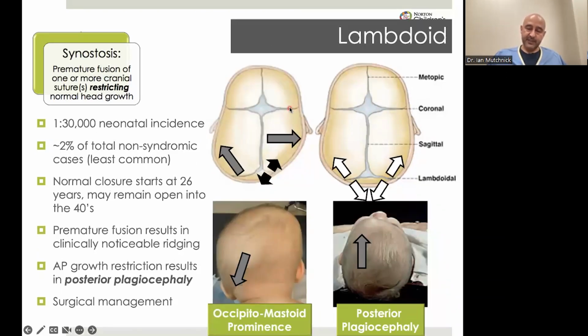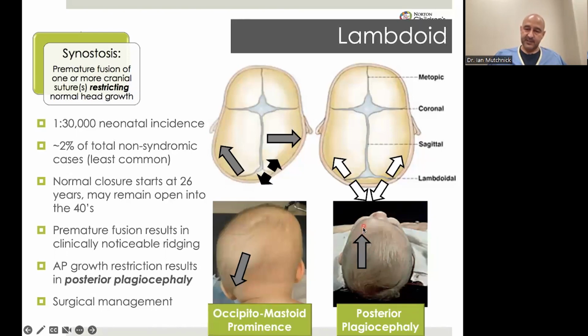The lambdoid synostosis is the least common. This is a difficult one. It is a hard one to navigate between this and lateral positional plagiocephaly. We're going to talk a little bit about head shapes here, but you get this occipitomastoid protuberance. So the contralateral occipitomastoid looks lower than the affected side, and there's some compensatory frontal growth that happens. This does not happen when you've just deformed positionally one side of the back of the head.